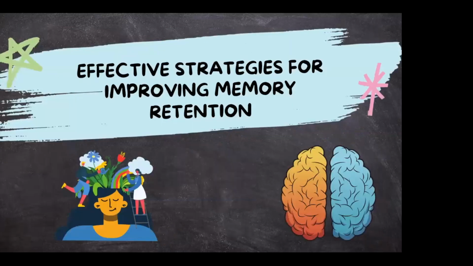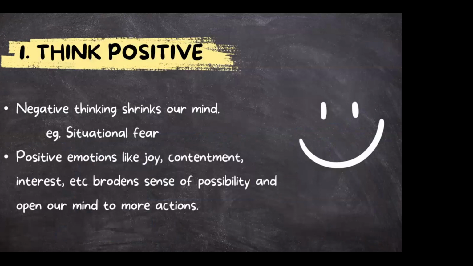Next, effective strategies. We will see some effective strategies; they are very simple strategies and tips. First is thinking positive. You may wonder why positive thinking and memory retention are interlinked, but they are, and many research papers support it. First I will read these two points: negative thinking shrinks our mind, for example situational fear, and the second is that positive emotions like joy, contentment, and interest broaden the sense of possibility and open our mind.